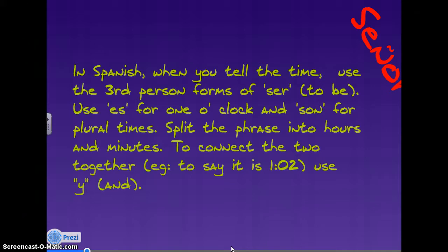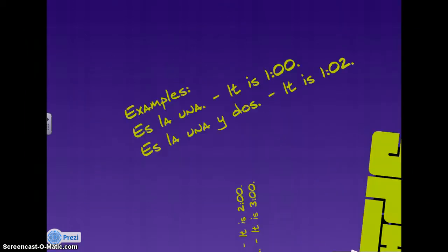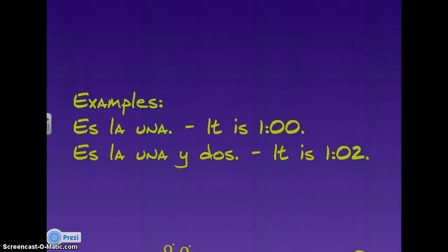You're going to split the phrase into hours and minutes. To connect the two together, you're going to say y. So it's 1 o'clock and 2 minutes. And here's what that looks like.